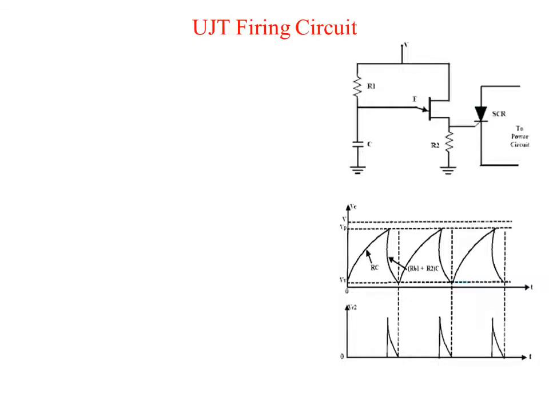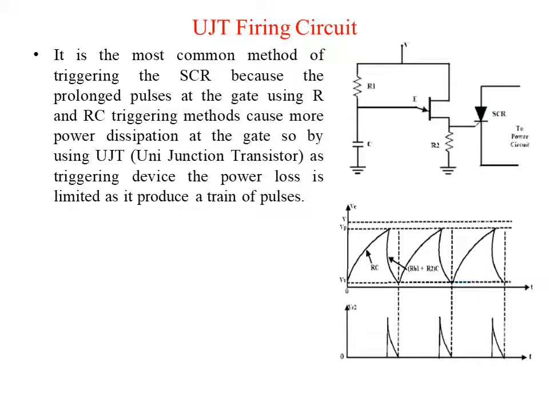Third is UJT firing circuit. Figure A shows the circuitry of UJT firing circuit and figure B shows its equivalent waveform. It is the most common method of triggering the SCR because the prolonged pulses at the gate using resistance and resistance capacitance triggering methods cause more power dissipation at the gate. So by using a unijunction transistor, that is UJT, as a triggering device, the power loss is limited as it produces a train of pulses.